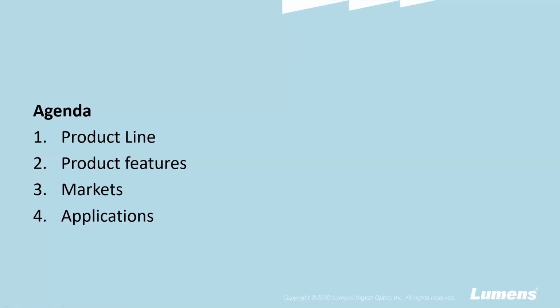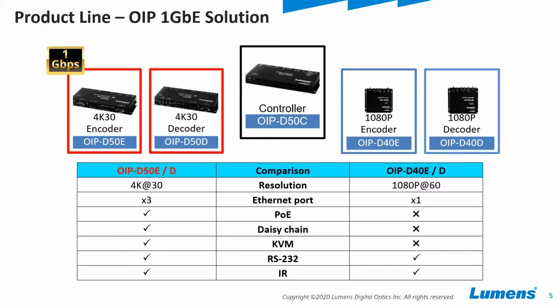So what are we going to talk about today? We're going to talk about our product line, the features, markets, and applications where we see this product being successful. So let's get into our product line. Our product line consists of a 1 GB solution with a 4K encoder and decoder, a controller, and a 1080p encoder and decoder. Our 50 series is the 4K products. The 40 series is our 1080p products with the controller as well. And we'll talk about all of the features within these two products.